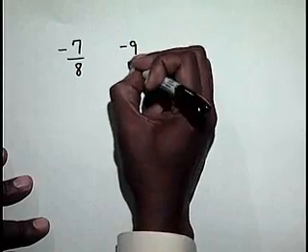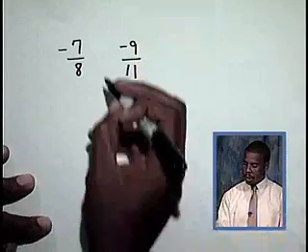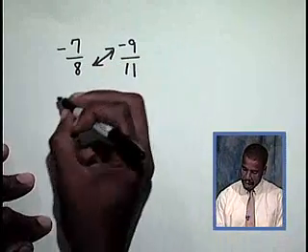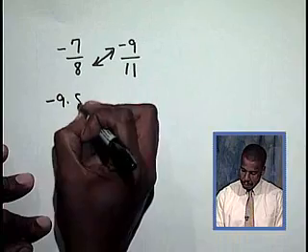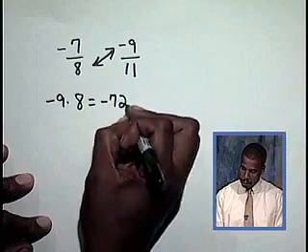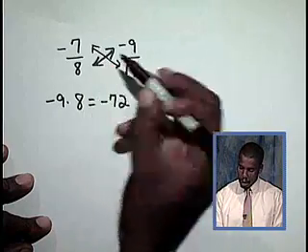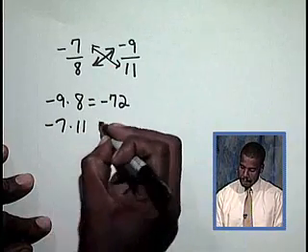Now they also have a second method that we can do the comparison, and this second method uses cross multiplication. So what we do in that case is cross multiply. So here we have 8 times, again, the negative 9, which gives us negative 72, and compare that again with the other cross product of negative 7 times 11.